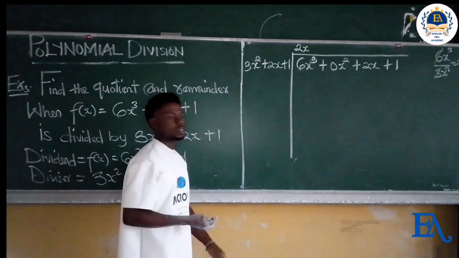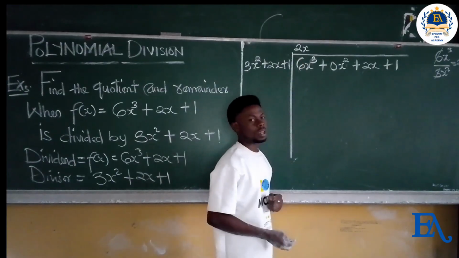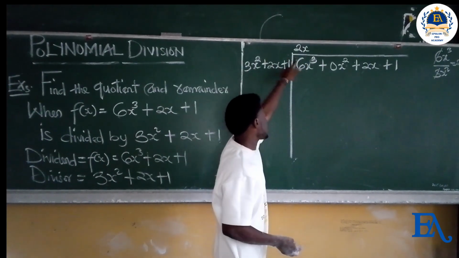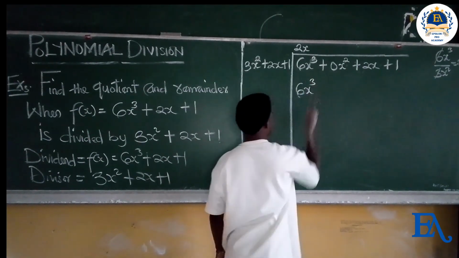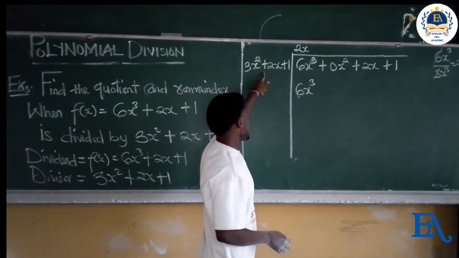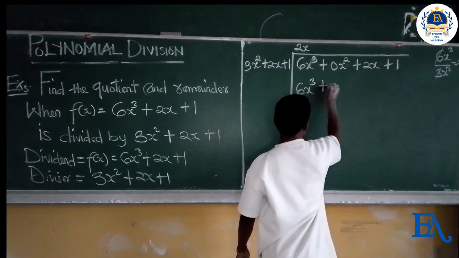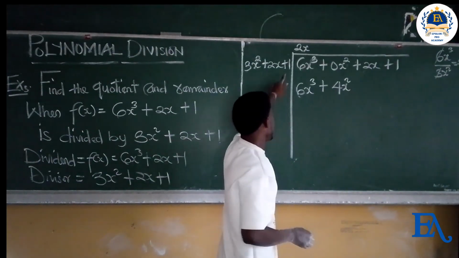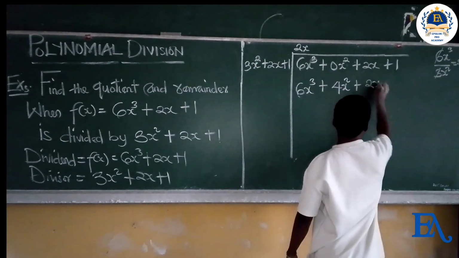Step number 2 is to multiply all these terms by the quotient term. Multiplying this term by this, 3x squared times 2x gives 6x cubed, plus 2x times 2x gives plus 4x squared. Again, 1 times 2x gives plus 2x.